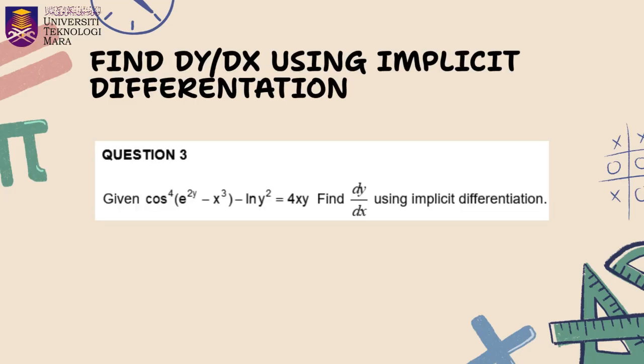Right now, I'm going to answer question 3. Find dy/dx using implicit differentiation. Given cos to the power of 4 bracket e to the power of 2y minus x to the power of 3, minus ln y to the power of 2 equals 4xy.